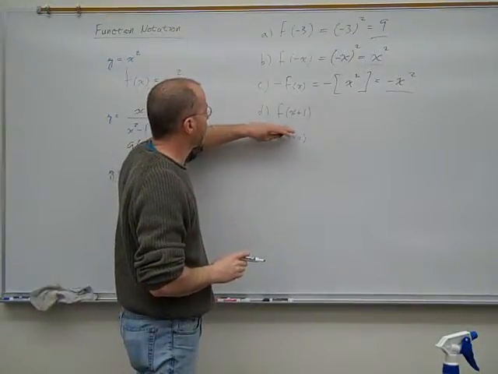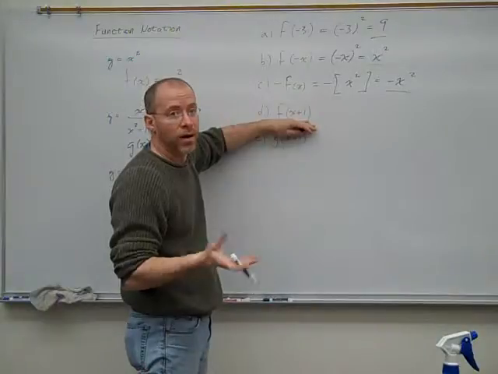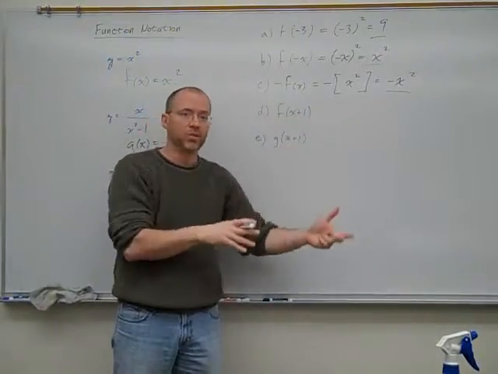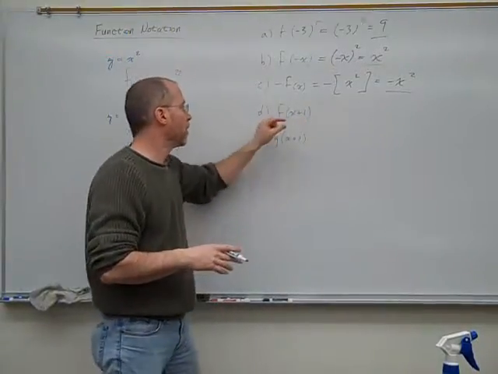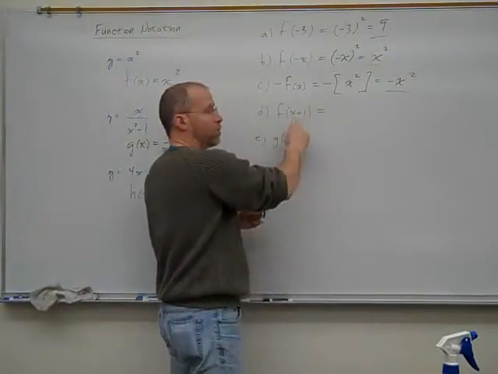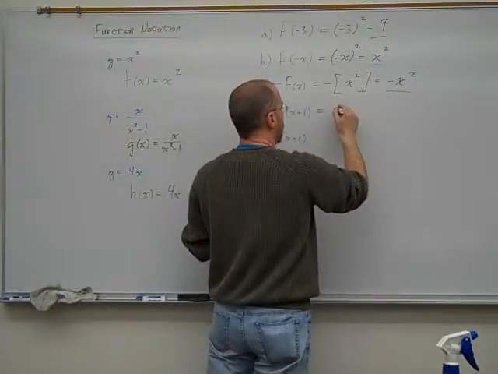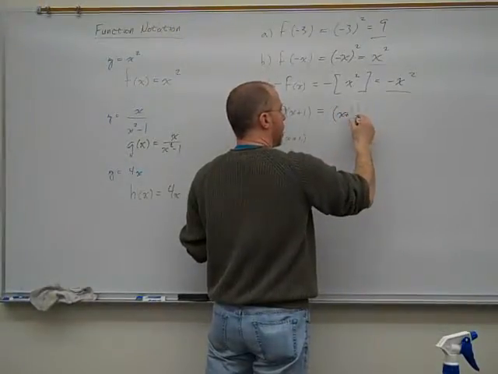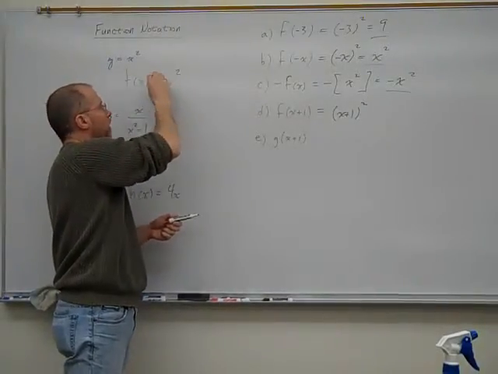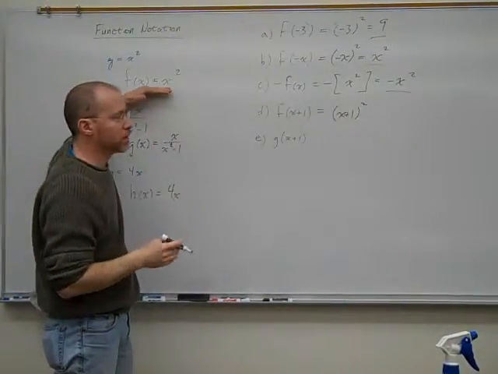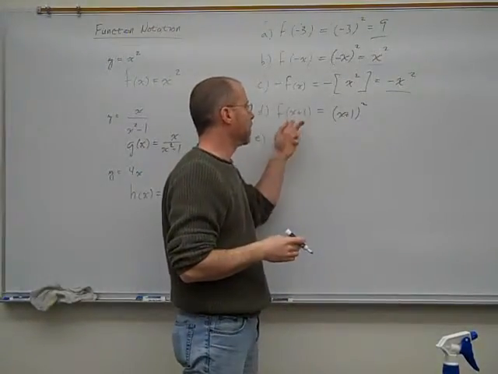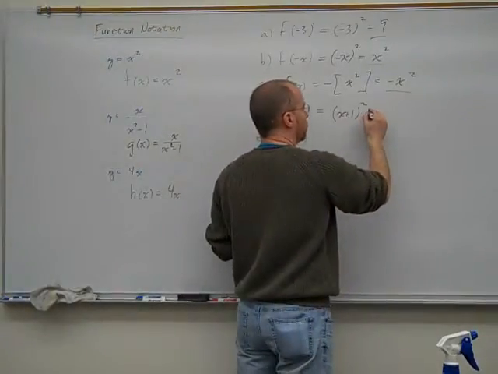How about f of an expression? So this is saying, what do you get when you input a number plus 1, input x plus 1, or this formula into this function? Well, whatever appears in the parentheses here is dropped into this formula in the place of x. So this is the squaring function. Every input outputs the square of x. So when I input x plus 1, I output the square of x plus 1.